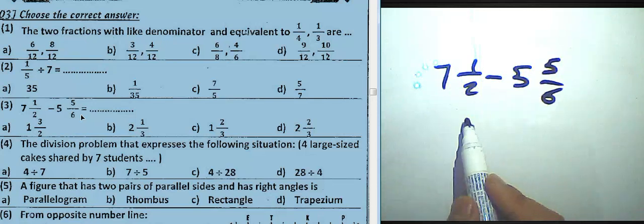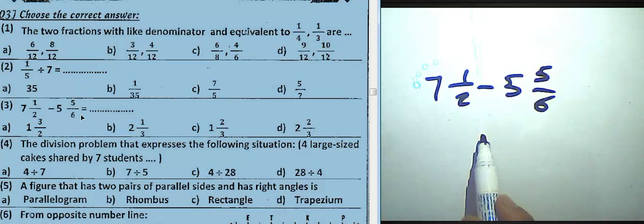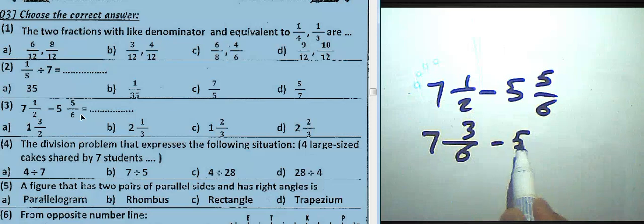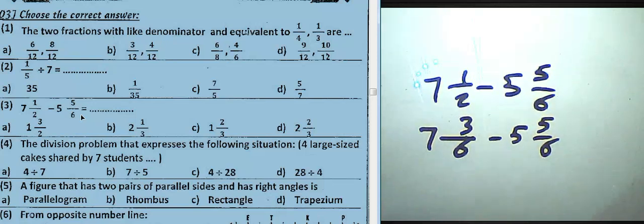We can convert this fraction by the least common multiple between 2 and 6, which equals 6. 3 times 2 equals 6, 3 times 1 equals 3, subtract 5 and 5/6. 3 minus 5, we can't do it, so we must borrow 1 from 7, which will be 6, and 1 equals 6/6 plus 3/6 equals 9/6.